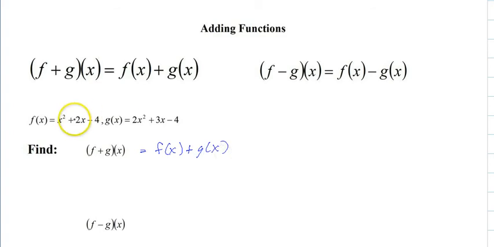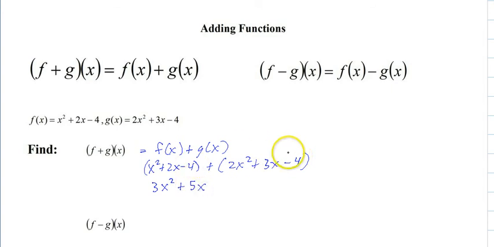So you're going to take each function and you're going to add them. So like terms with like terms. That's it. So you have 1x squared plus 2x squareds. That's 3x squareds. Plus 2x's and 3x's. That's 5x's. Minus 4 and minus 4. That's minus 8. And that's it. That's f plus g of x.